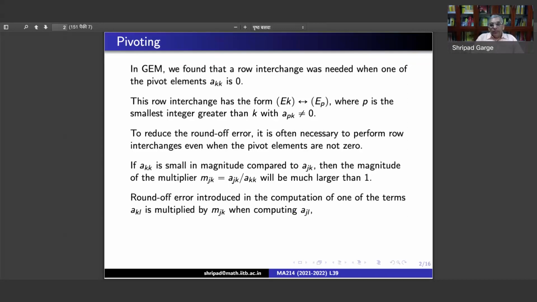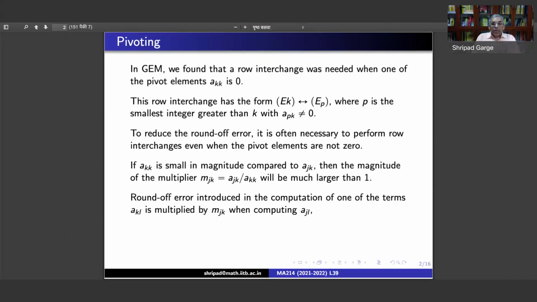And then round off error is introduced in the computation of one of the terms AKL. You may already write your elements using some finite digit arithmetic, and there may be a rounding off error. That error will be multiplied by this large MJK. That is what will happen.